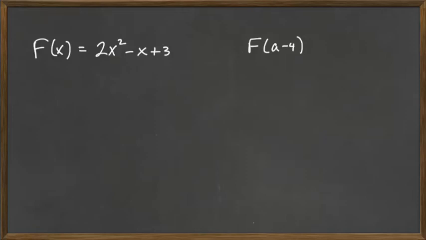All right, in this problem we have f of x is equal to 2x squared minus x squared plus 3. And the question is, how do we find f of a minus 4? So our input is a minus 4. All right, so I'm just going to do a more simple problem, and then we'll work our way into this problem here.